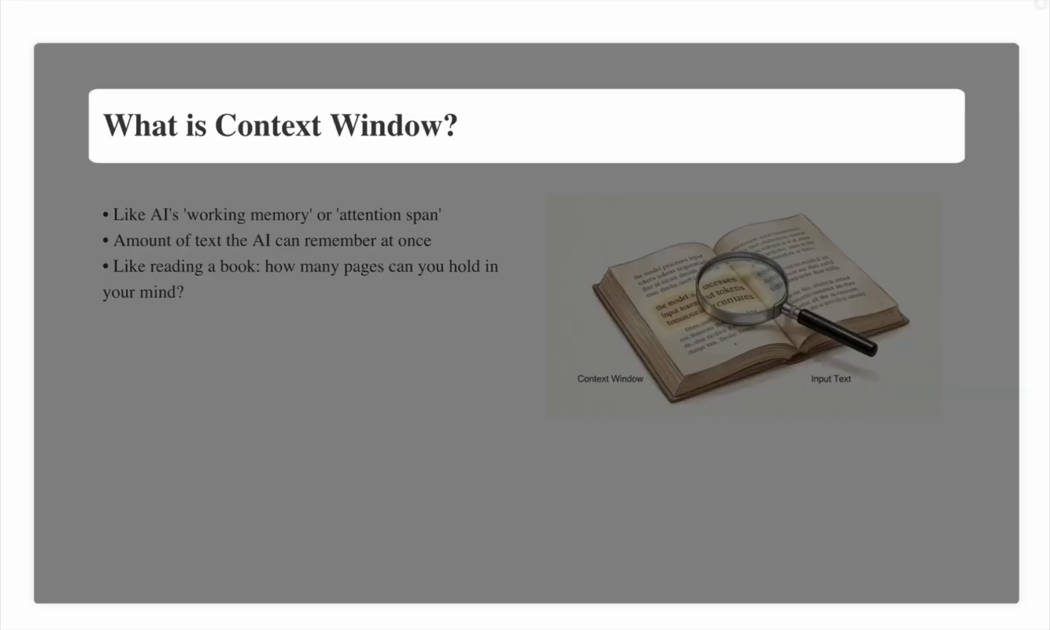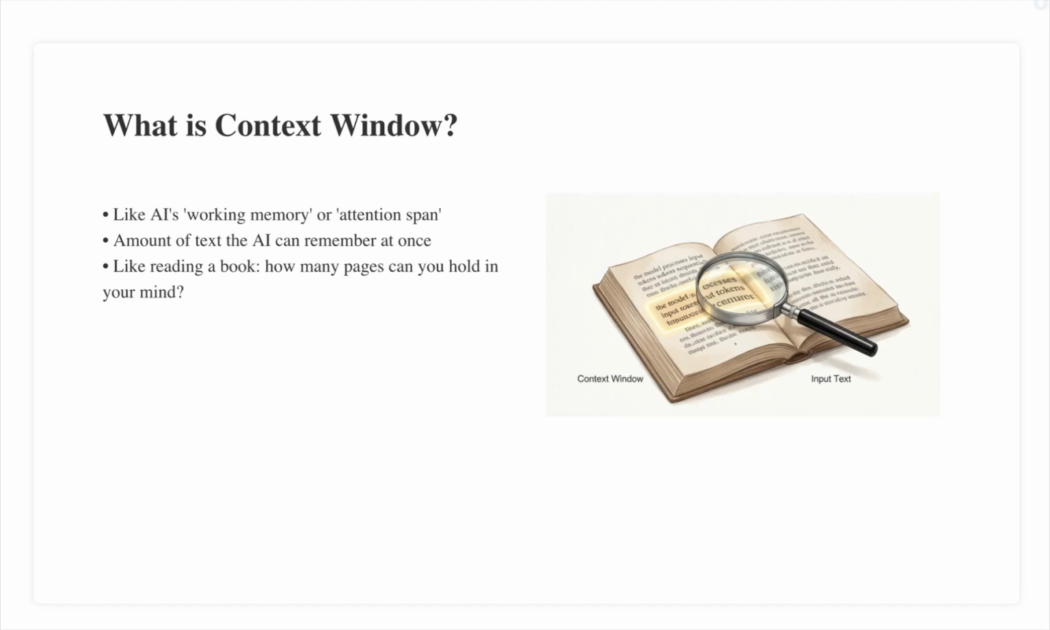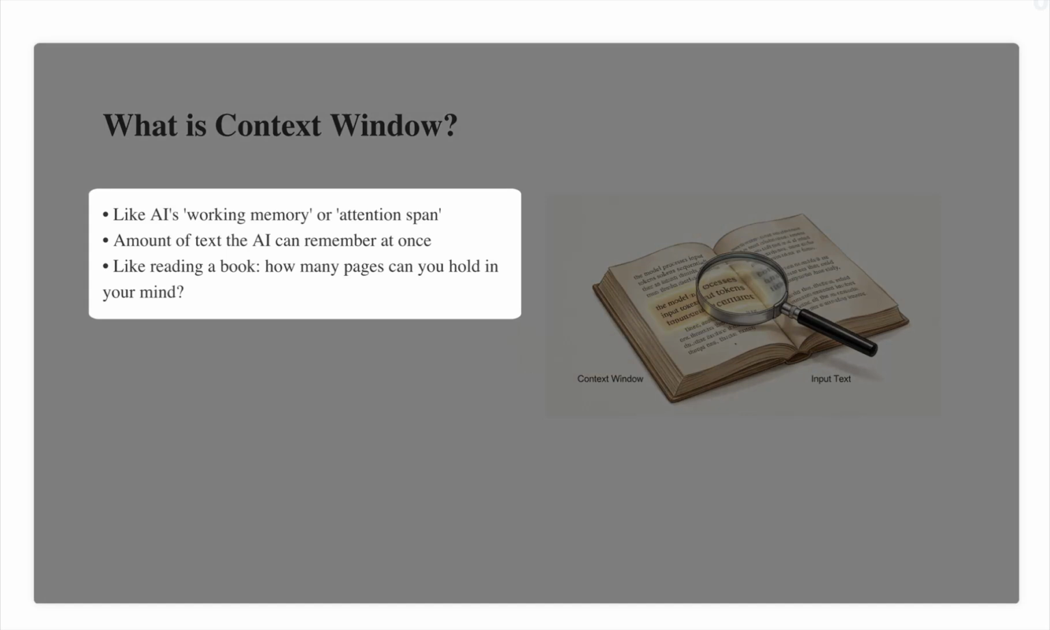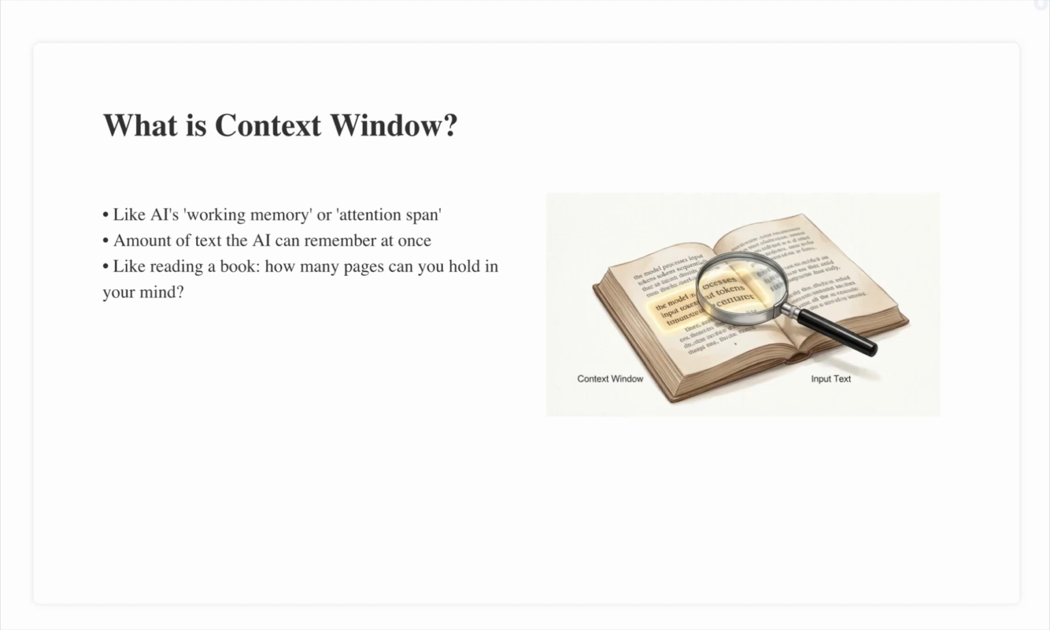Now let's dive deeper. What exactly is a context window? This is one of the most important concepts in understanding how AI works. Think of a context window like the AI's working memory or attention span. Just like you can only remember so many things at once, AI has a limit on how much information it can hold in its mind at any given time.